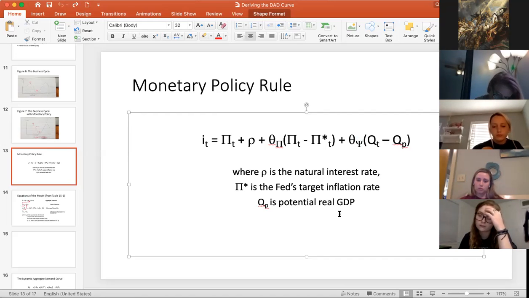Okay, so the final point I wanted to make about the monetary policy rule is when inflation diverges from target or when GDP diverges from potential, these divergences don't require big decisions on the part of the Fed. They're almost automated. They almost happen without any decision to be made.